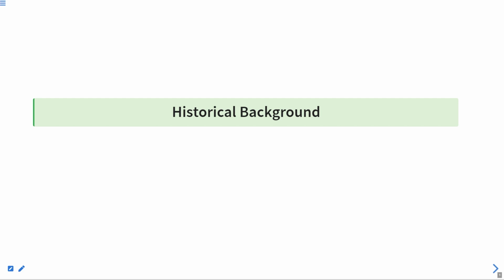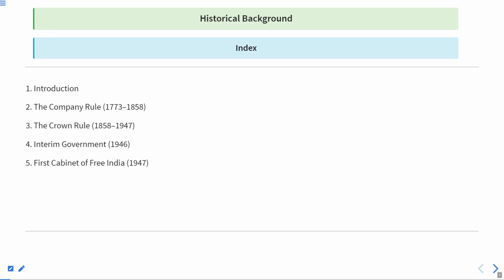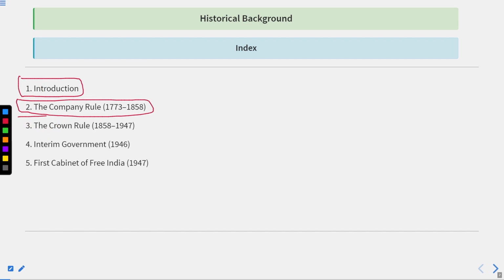So students, as we know, we are covering the historical background of the Indian Constitution, and these are the topics we have scheduled for the discussion under this particular series. We are going to talk about the introduction, then the company rule, then the crown rule, then the interim government, and then the first cabinet of Free India. All right. So these are the topics which we have scheduled for the discussion.